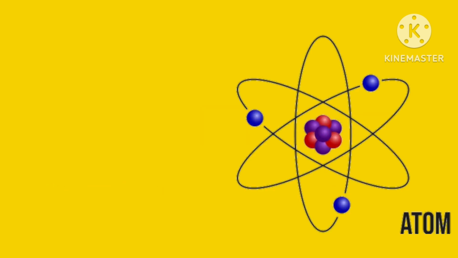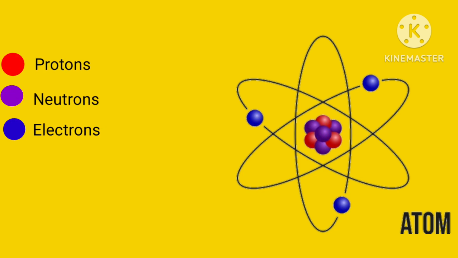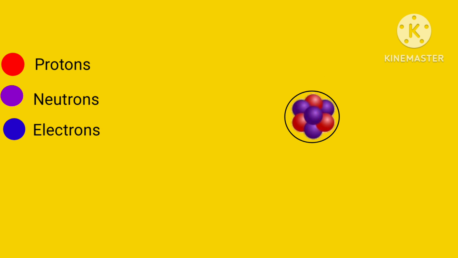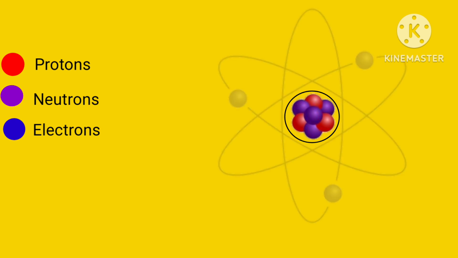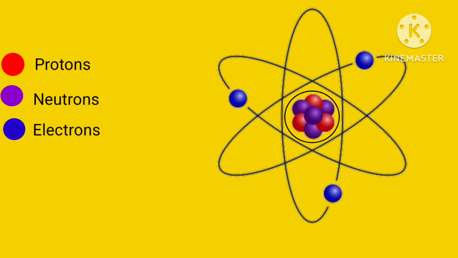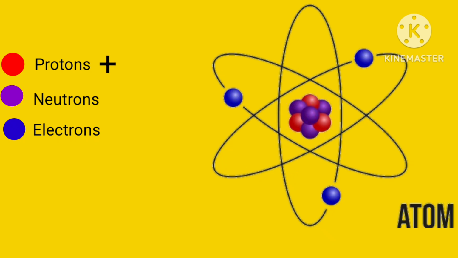Atoms themselves are made up of three particles called protons, neutrons, and electrons. An atom has a nucleus containing protons and neutrons, which is surrounded by electrons. Protons carry a positive electrical charge and electrons carry a negative electrical charge. Neutrons do not have any electrical charge.